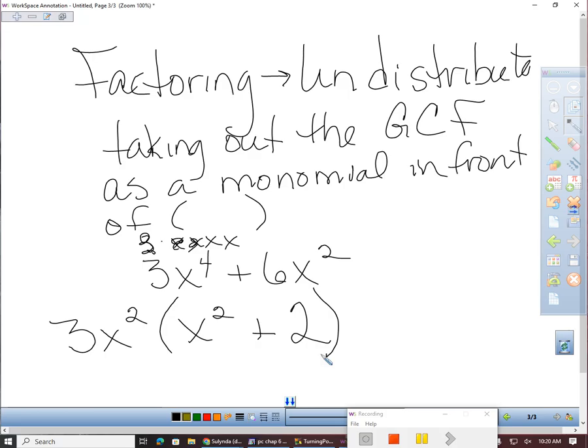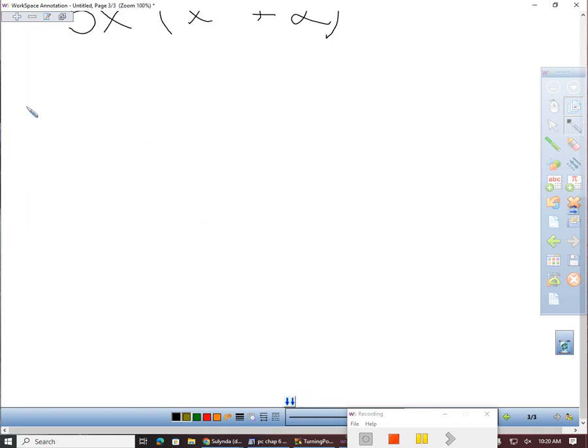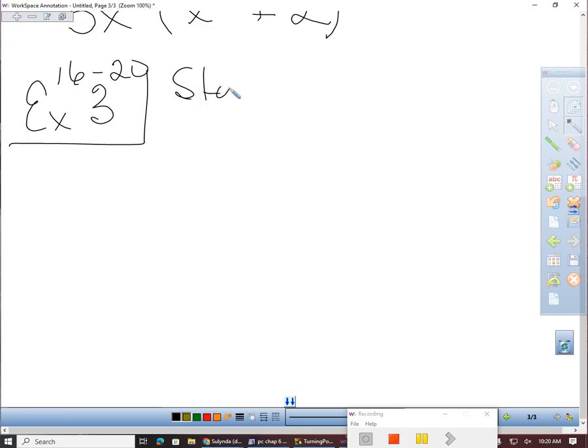Do we have a question? No? Okay. So here we go with example number 3. Example number 3 is going to be 16 through 20. It states find the greatest common factor.